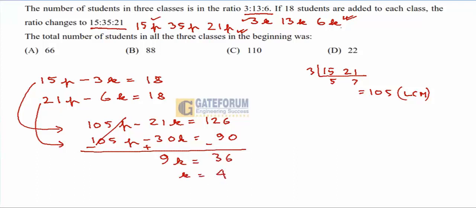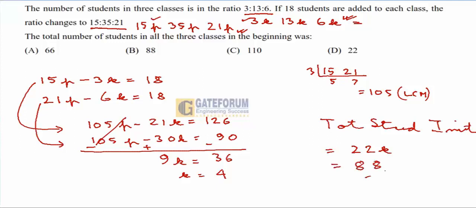So we automatically say that the total students initially would have been 3K plus 13K plus 6K, that is 22K. 3 plus 6 is 9, 9 plus 13 is 22, and hence 22K must be equal to 88. So we will take this answer, 88, as the answer.